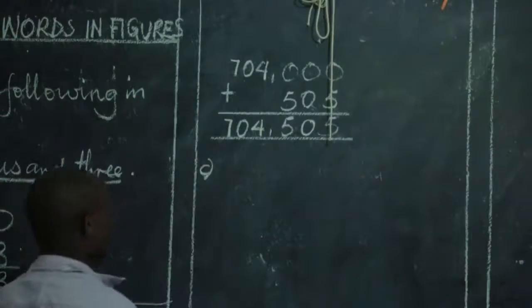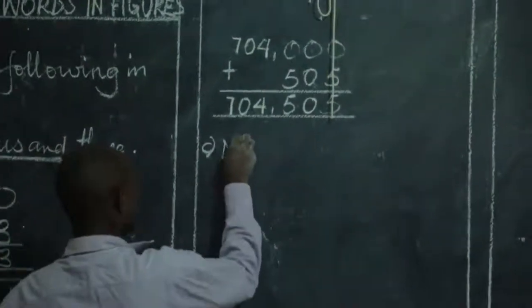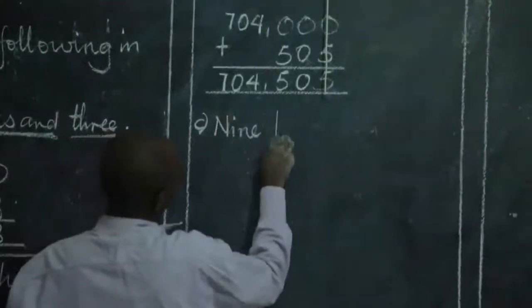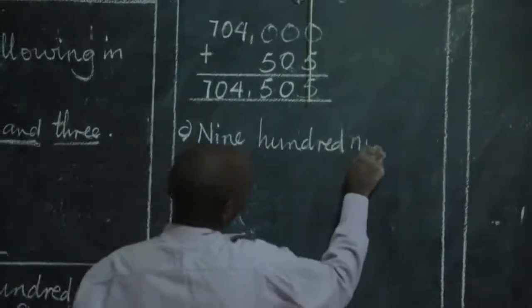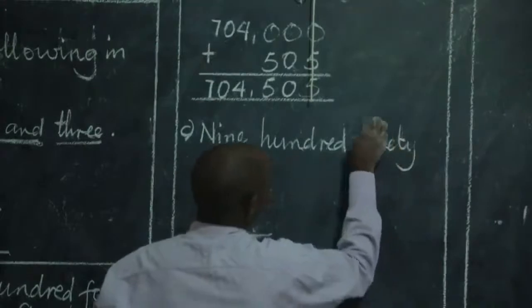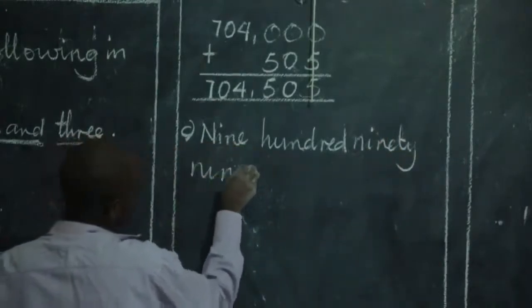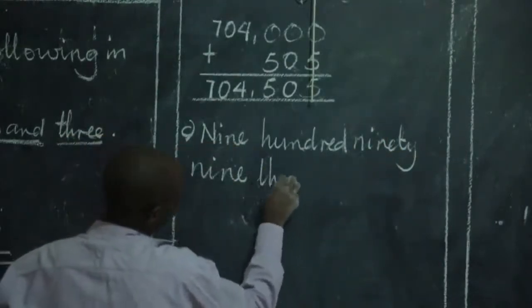Let's have another example. C. We have 900, 99,919.